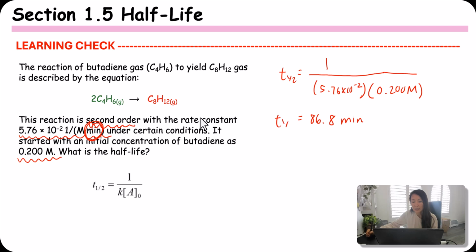Okay, so that's how long it will take for this concentration to diminish to half, 0.100. And if it wants to go down to, say, 0.050, another half has been diminished, and it's going to take another 86.8 minutes.